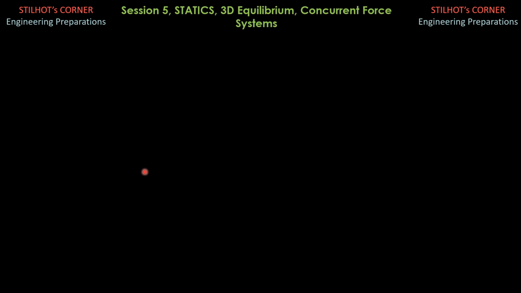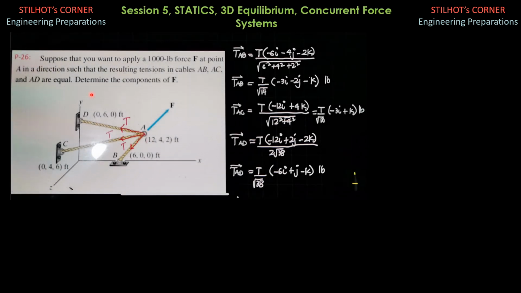Then we have problem 3 here. Suppose that you want to apply a 1000 pound force F at point A in a direction such that the resulting tensions in cables AB, AC, and AD are equal. Determine the components of F. We don't know the direction of F, but its magnitude is 1000 pounds, which will cause the tensions in these three cables to be equal. So we will represent the tension in each of these cables as T.